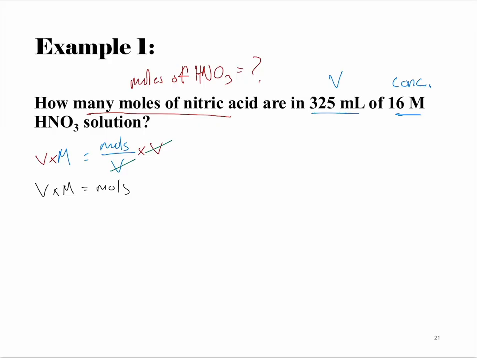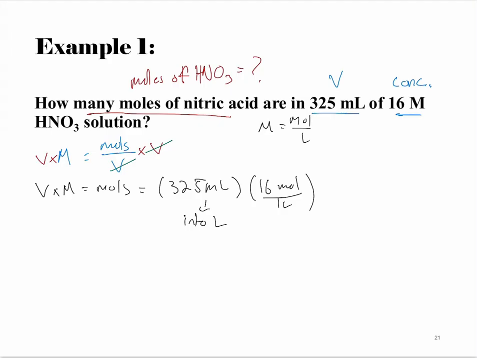And how would we use that in our problem? We just multiply the values. We get 325 milliliters times 16, and molarity is defined as moles per liter, right? So this would be 16 moles per 1 liter of solution. So will that work? Will we get the right answer if we do that? Why not? We have to convert our volume into liters, right?